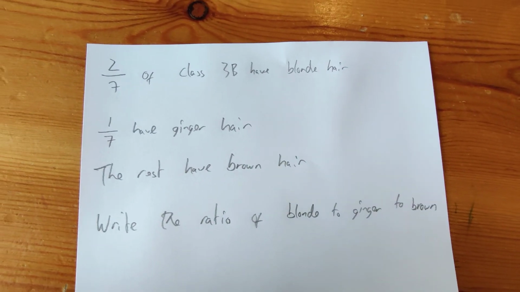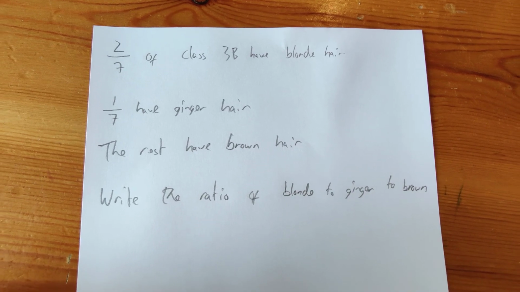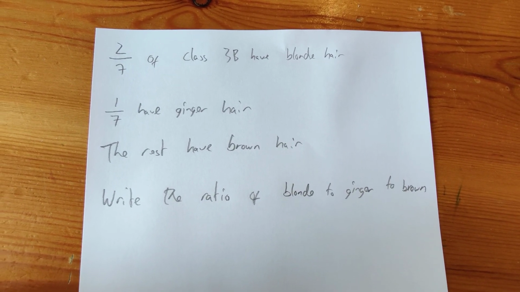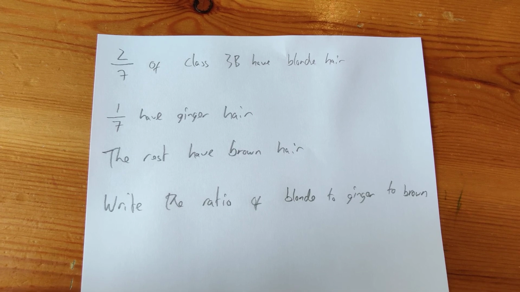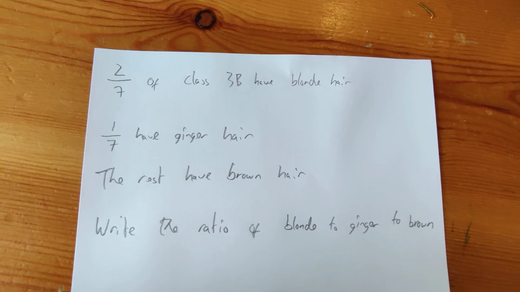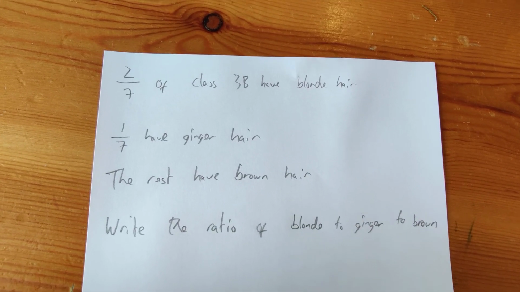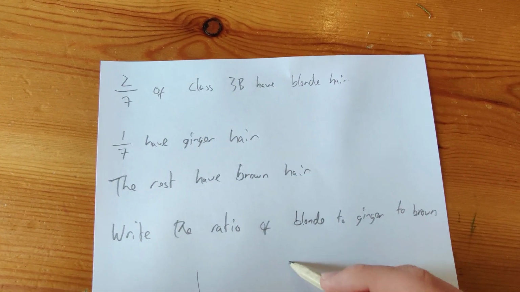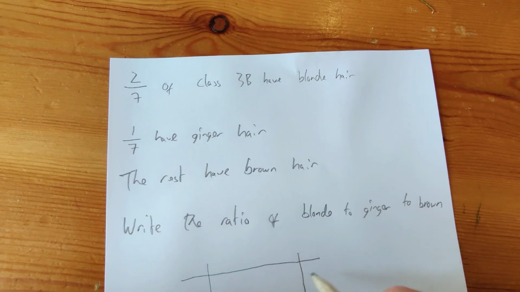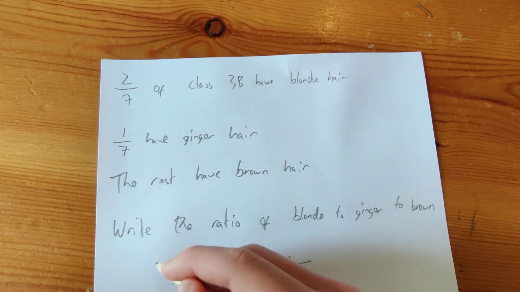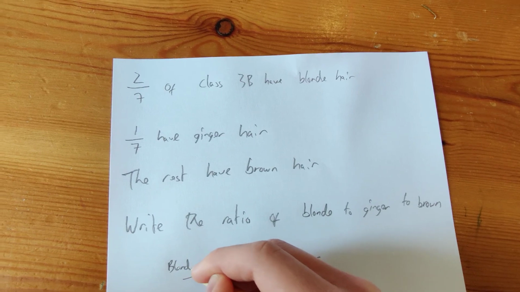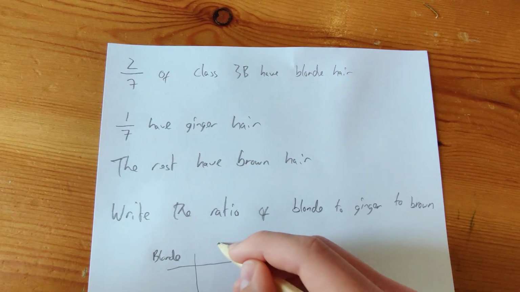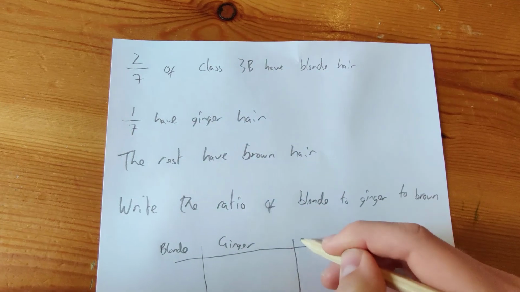Second question we're going to look at is about class 3B. 2/7 of class 3B have blonde hair, 1/7 have ginger hair, the rest have brown hair. Write the ratio of blonde to ginger to brown. Well, I'm going to try and draw a table again. I've got blonde, make sure I keep it in the right order, to ginger to brown.